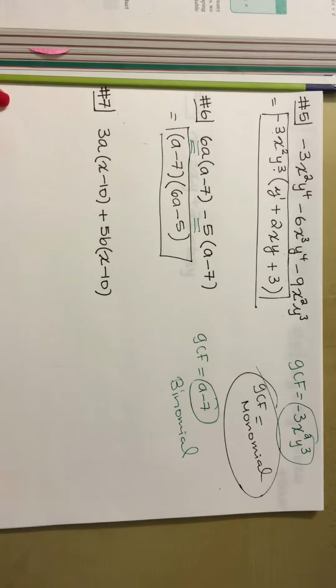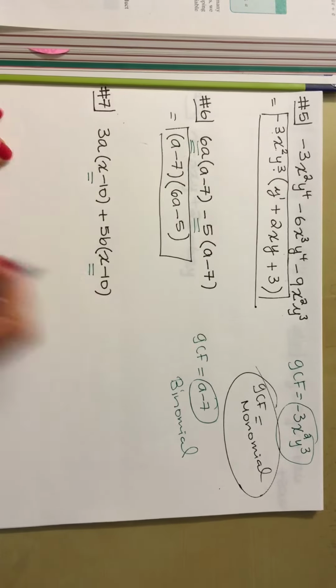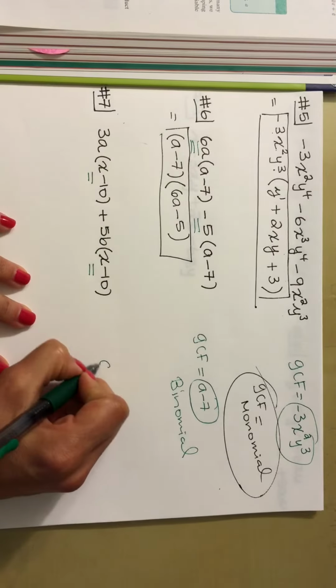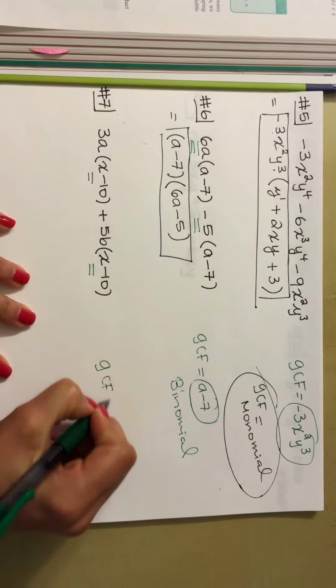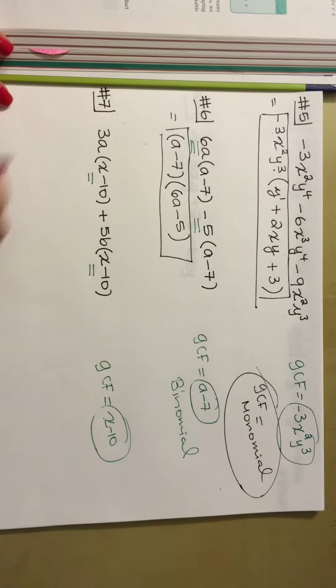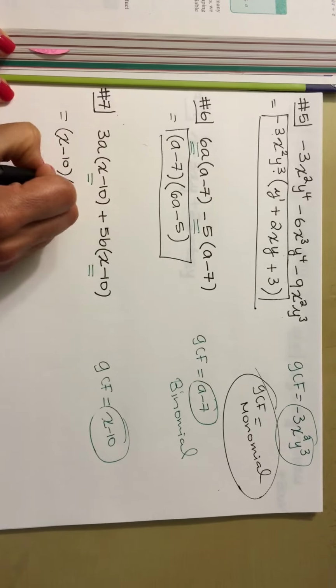Number 7, same type of problem. Look, x minus 10, x minus 10. That's your GCF. It is common to both part 1 and part 2. So what do we do? Factor it out in parentheses because it's a binomial.